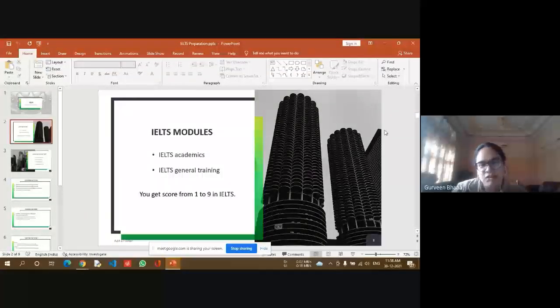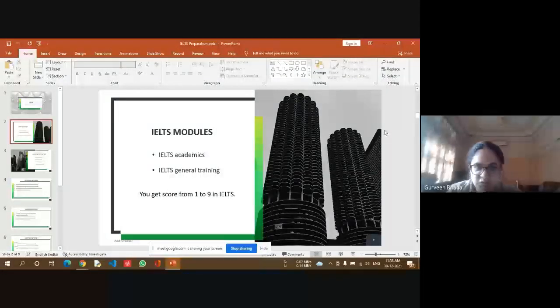The exam pattern of both the IELTS academics module and the IELTS general training module is somewhat the same, but the only difference is that the writing and the reading modules are different for academics and general training. But the way we train the students for both these modules is almost similar because the exam pattern is similar, but there are some differences in how you have to get through the reading and the writing part. That's it.